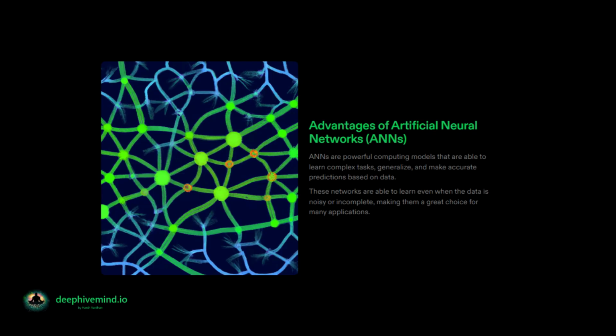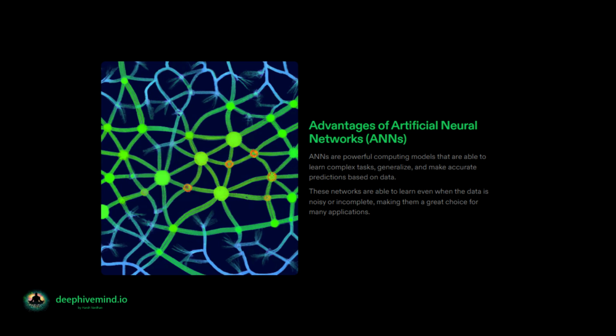Advantages of artificial neural networks, ANNs. They are highly adaptable and can be used for a wide variety of tasks, such as image recognition, natural language processing, and decision-making. They can handle large amounts of complex, unstructured data. They can learn and improve over time with new data. They can be used to model nonlinear relationships and make predictions based on patterns in the data.